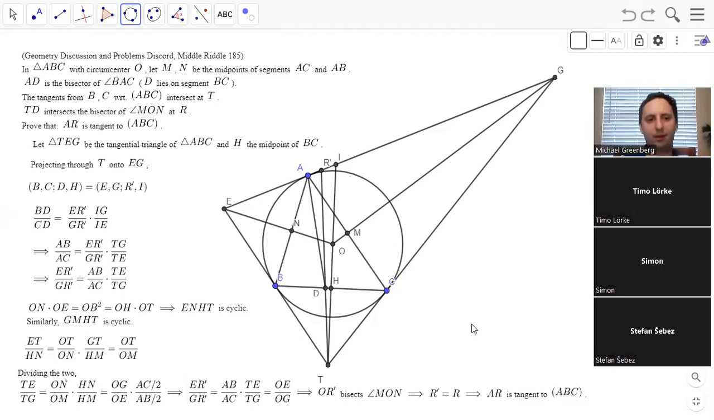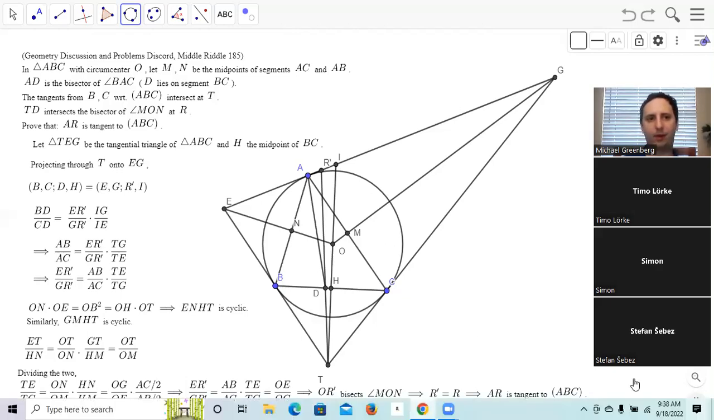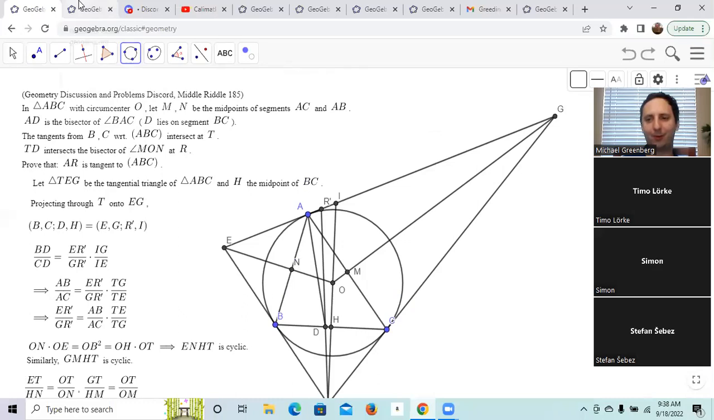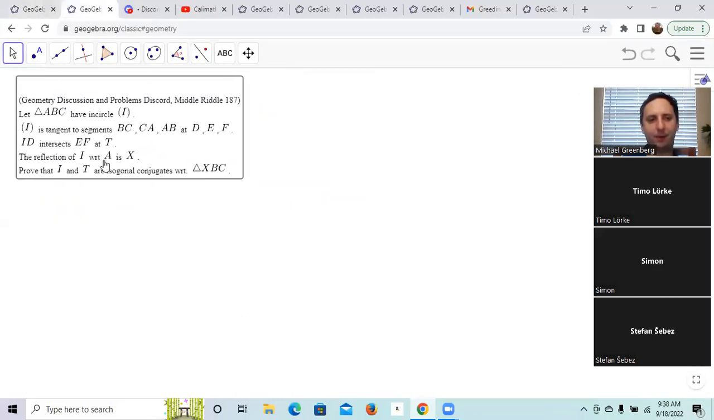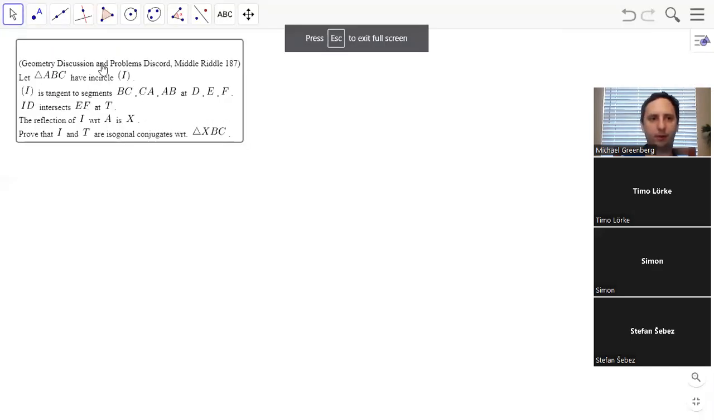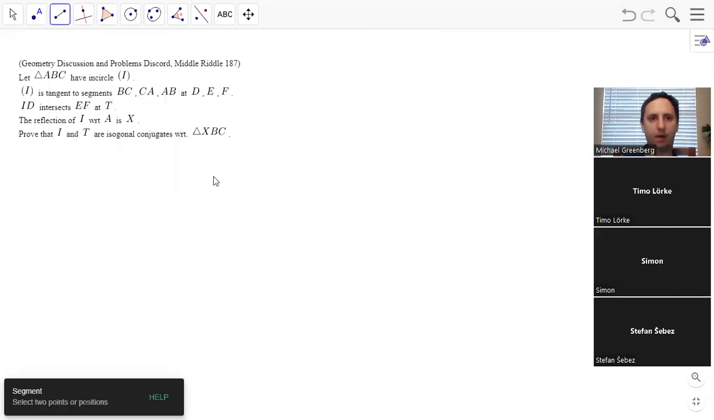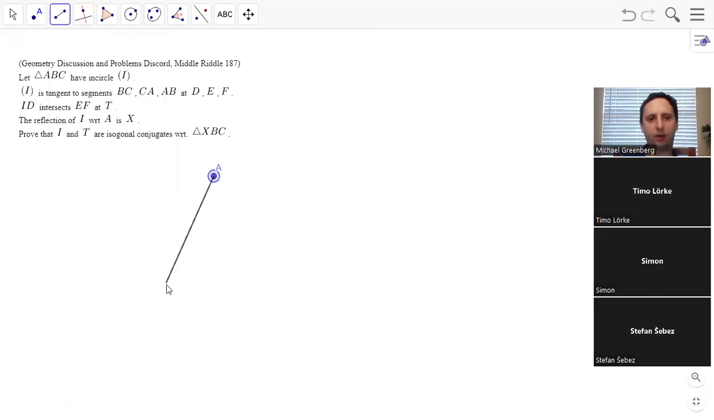All right. Very cool. So I'll move on to the next one. This is a middle riddle, so supposedly easier. So here is a problem with isogonal conjugates. If any of you don't know what isogonal conjugates are, I'll explain it in just a second. So we have a triangle ABC, and I is the incircle.